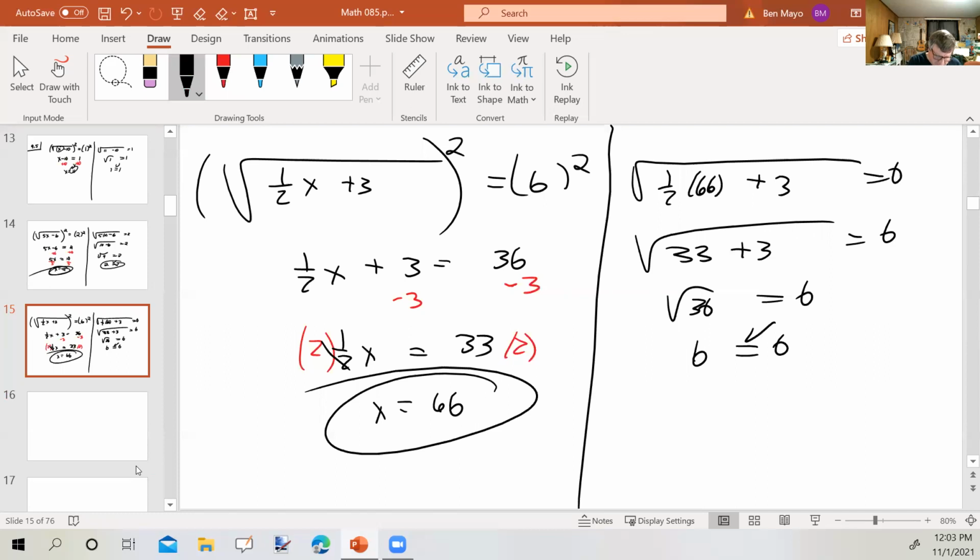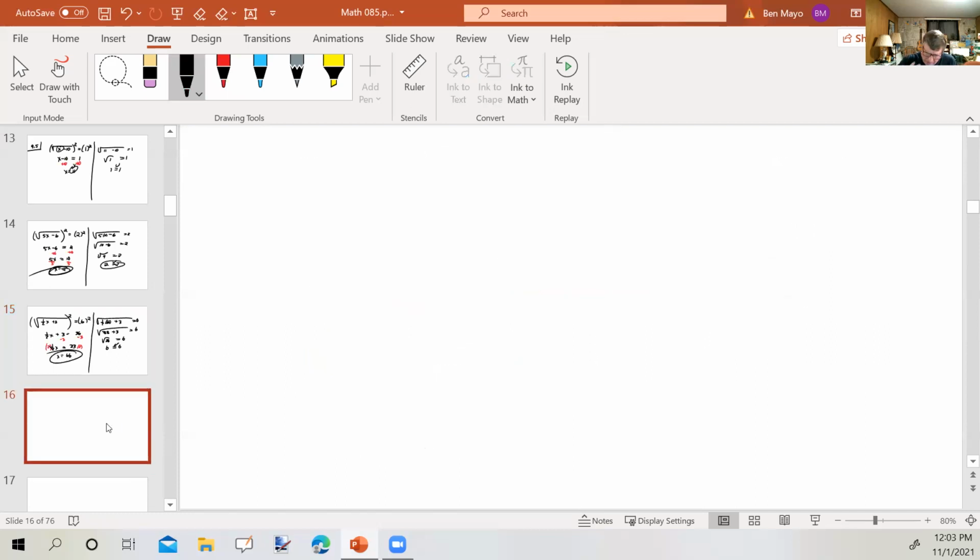Okay, now, this idea of squaring both sides of the equation is great, but sometimes it produces answers that don't work. Those answers are called extraneous solutions. Those are solutions that we get, but in fact, they don't work. And in WebAssign, be careful of the instructions. It will ask you sometimes whether a solution is extraneous or not, meaning it doesn't work.